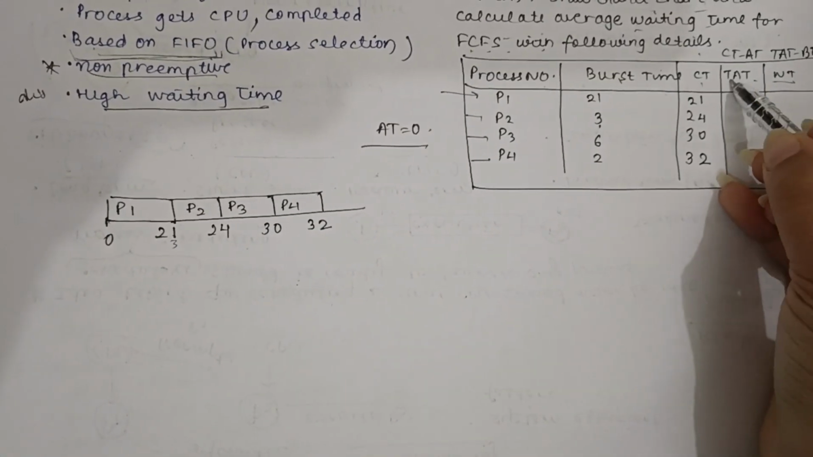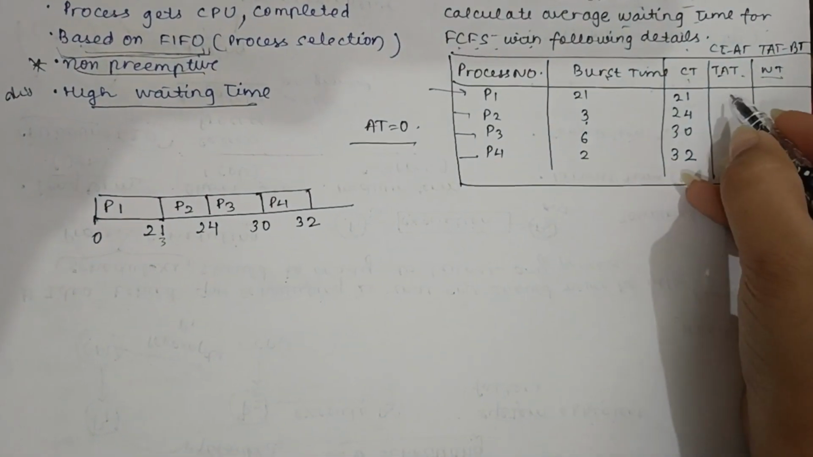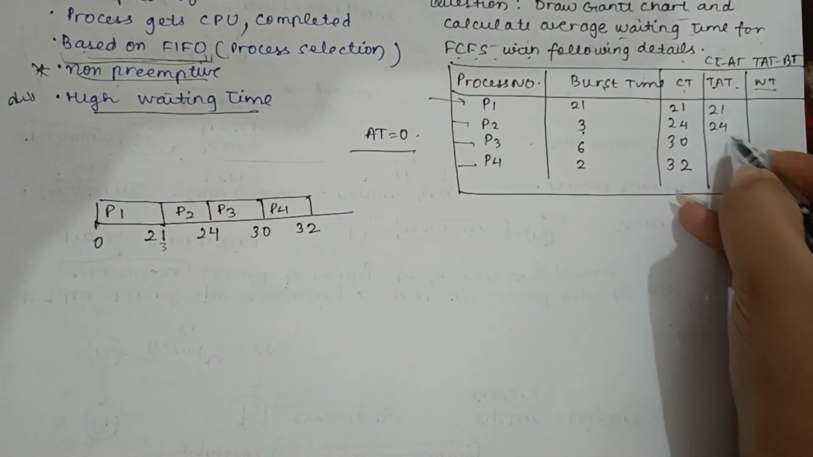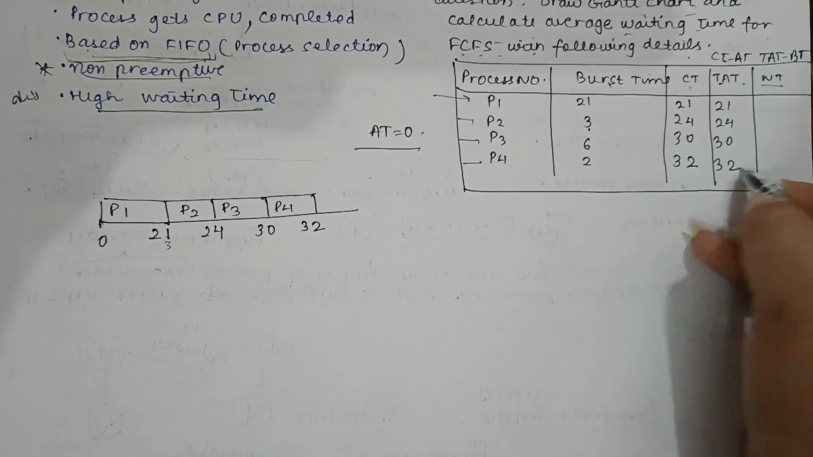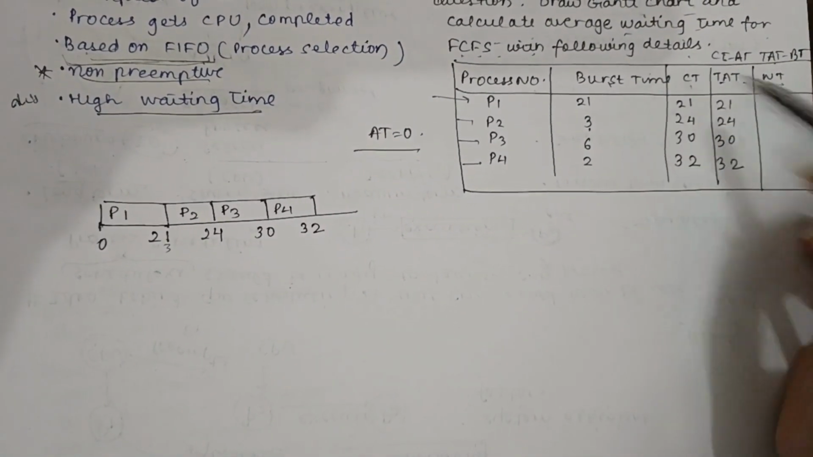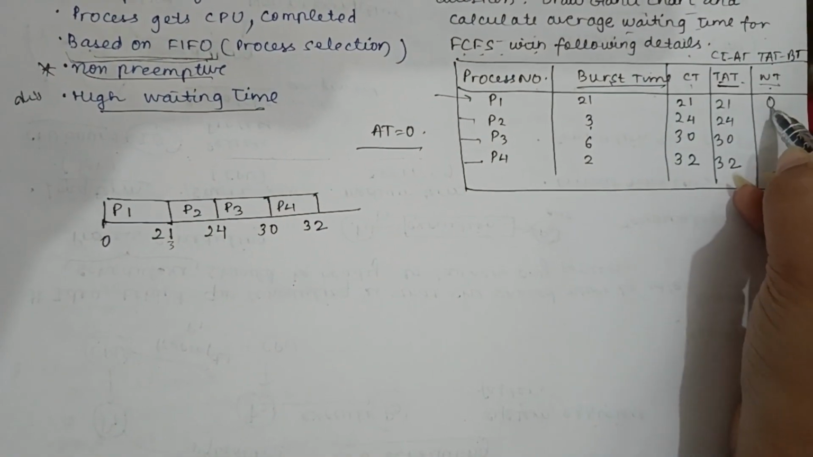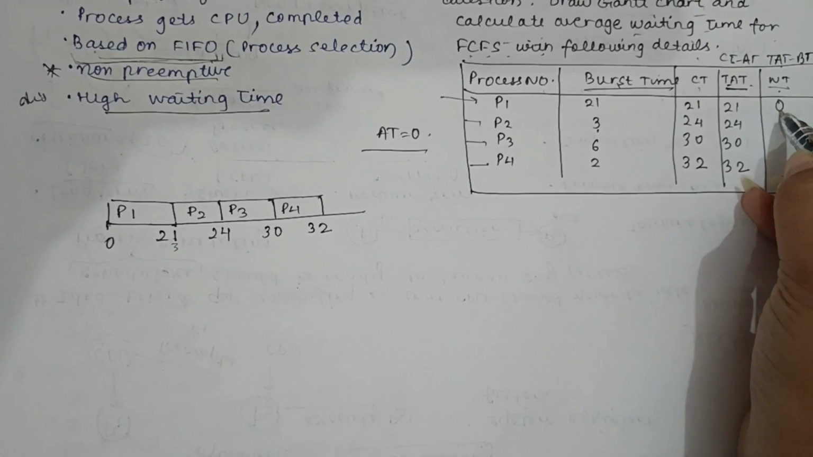And then we have the turnaround time in the table. What is turnaround time? Completion time minus arrival time. Because the arrival time is 0, the turnaround time would also be the same. And then we have the waiting time. Waiting time means turnaround time minus burst time. So this is turnaround, this is burst time, subtracted. Now what does waiting time mean? How much time it spends in the ready queue.